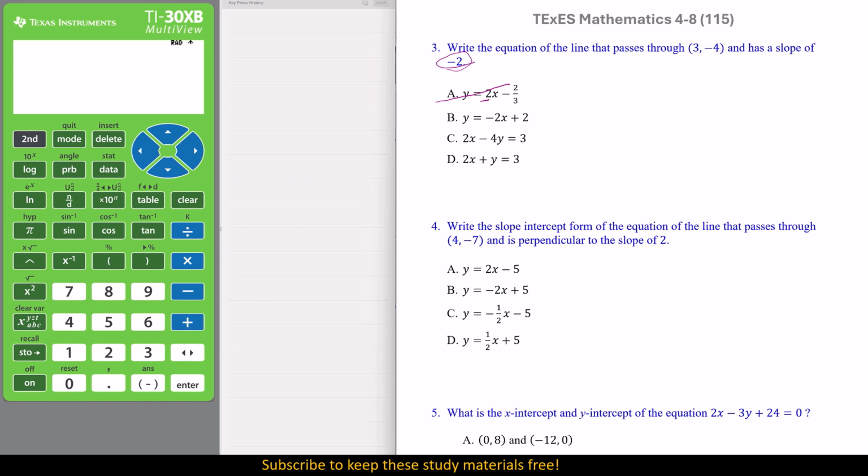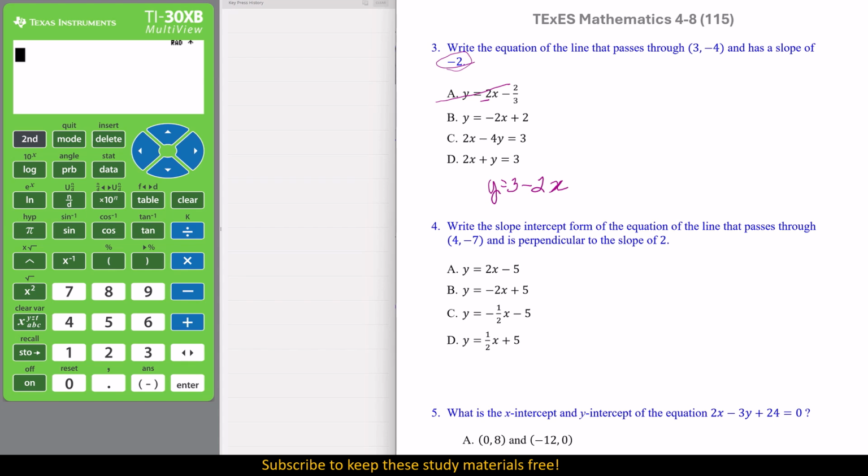Let's look at D first. It's simplest to come up with. I have 3 minus 2x. So that's a possibility, right? I could write my x a little bit better. Anyway, let's look at C.